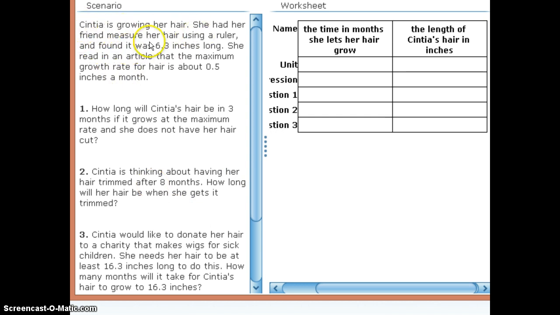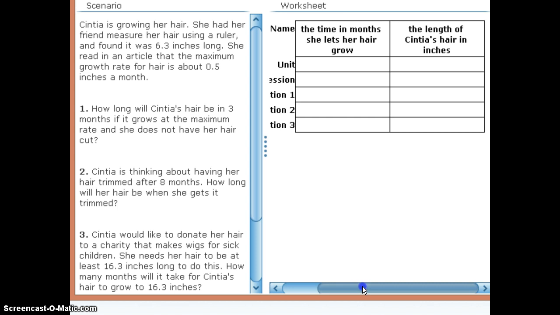She had her friend measure her hair using a ruler and found it was 6.3 inches long. She read in an article that the maximum growth rate for hair is about 0.5 inches per month, or it says a month, but that means per month. How long will Cynthia's hair be in 3 months if it grows at the maximum rate and she does not have her hair cut? So first, let me go over here.